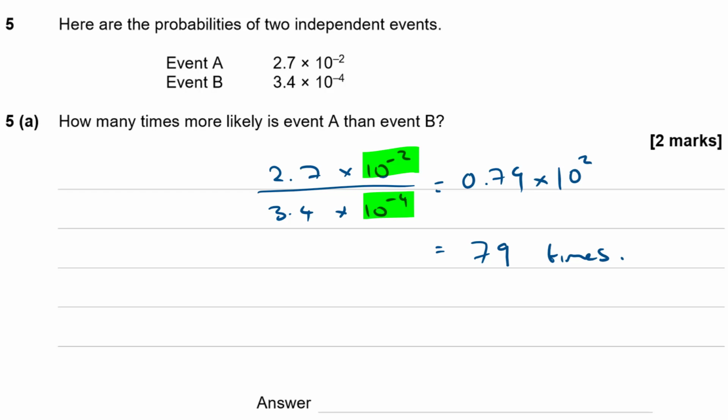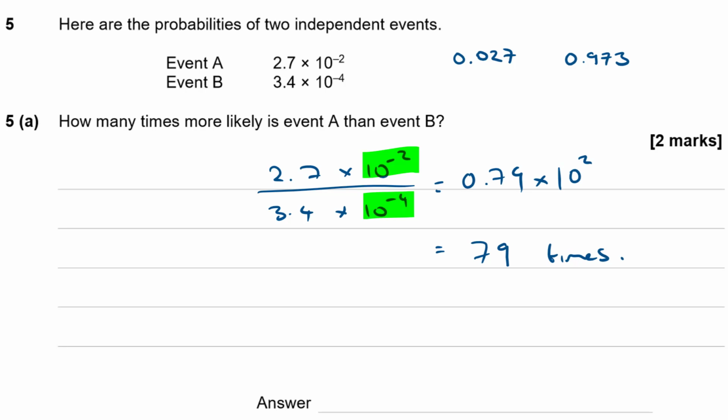I think I'm going to convert both numbers into normal numbers first, and then work out what 1 minus those numbers are. So the probability of them happening, 2.7 times 10 to the minus 2, is 0.027. So that's the probability that it happens. So the probability that it doesn't happen is going to be 0.973. That's the probability of it not happening, because the two things add up to 1, don't they?